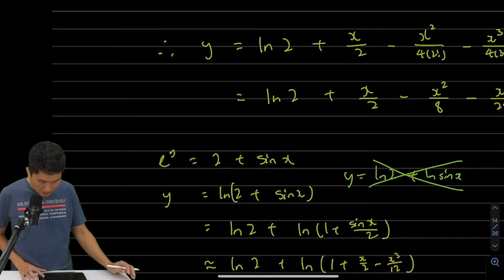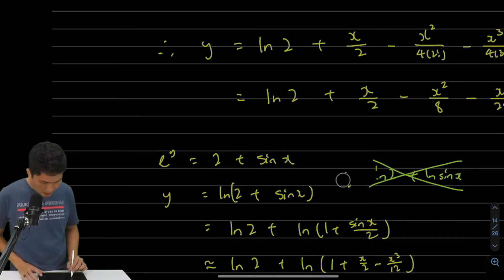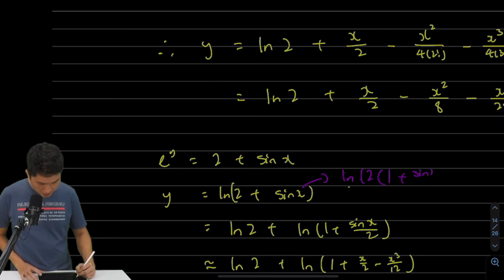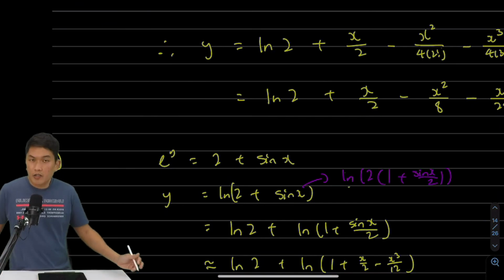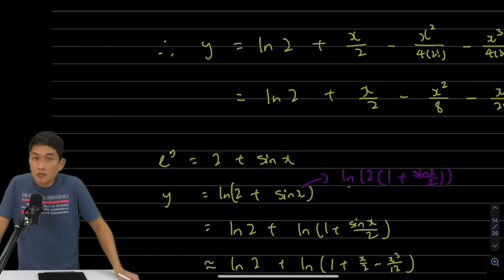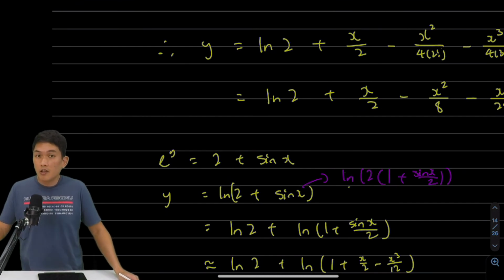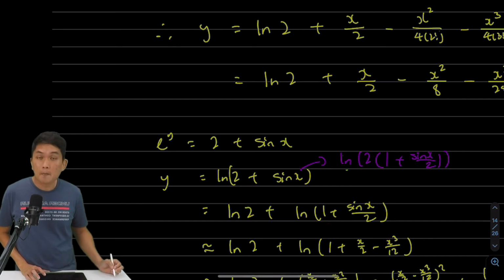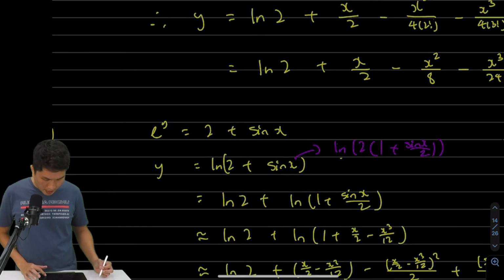So what you can do is factor out the 2. Let me erase this. There are some steps missing in between. Let me use purple, for example. This thing is actually equal to natural log of 2 times 1 plus sine x over 2. Why do I want to do that? Because from the multiplicative law of log, log of a times b equals log a plus log b. So I can write it as natural log of 2 plus natural log of this thing, because it's 2 times this, a times b.